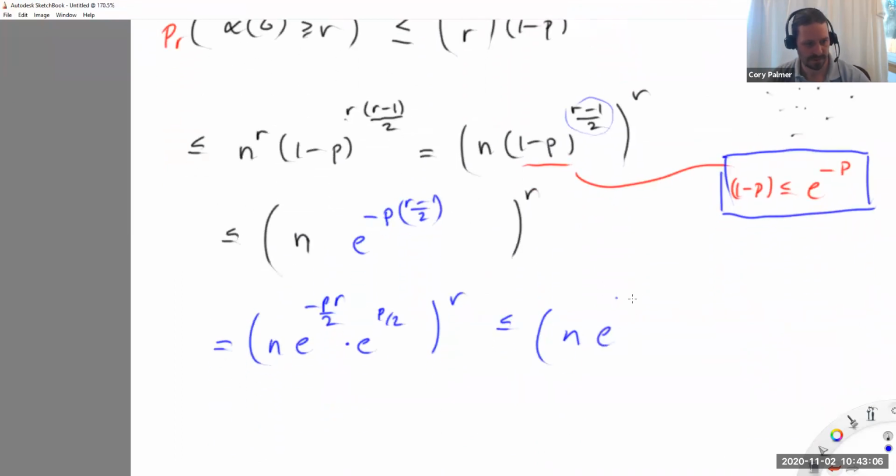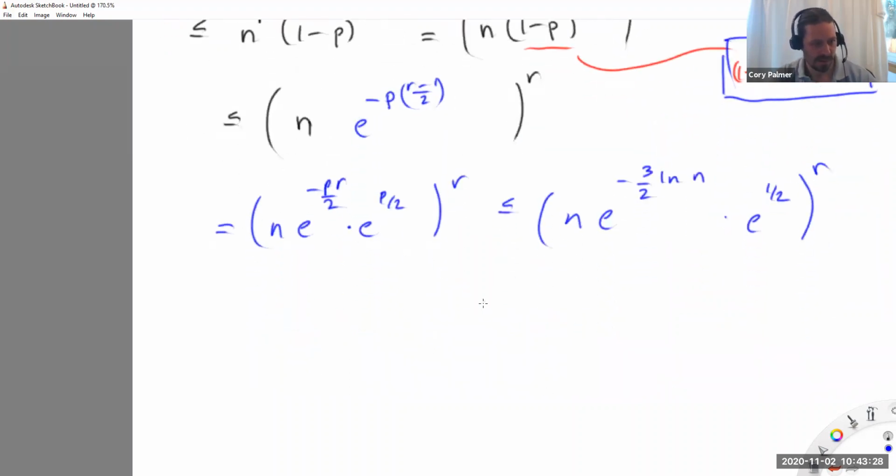So we've got e to the negative 3. There's still this extra 2, so 3 over 2 ln n. And then times e to the, I'm going to replace p over 2 with just 1/2. Clearly an upper bound. p is bounded above by 1, so let's put 1/2 instead. And then all of this is raised to the r. Okay, and now we're almost there because now I've got n. So here's why I chose r to be log n, right? I've got e to the log n. Those things cancel with each other, and this brings down n to the negative 3/2. And then I've got e to the 1/2, and all of this raised to the r still.